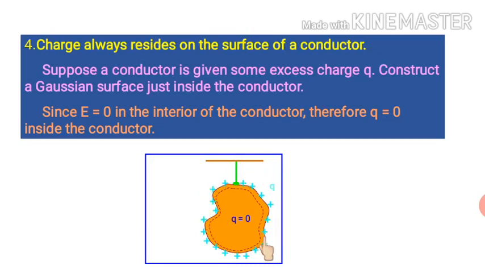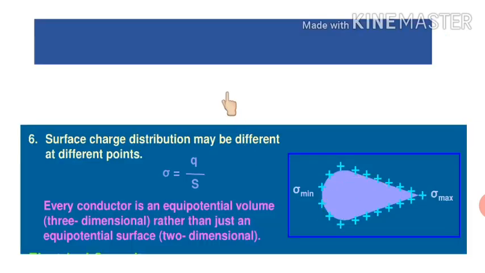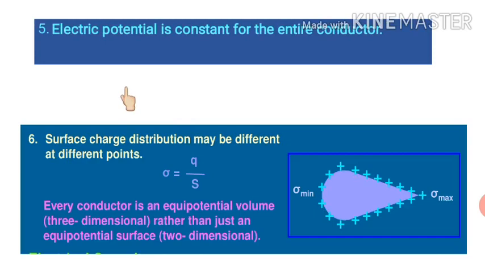When it comes to an insulator, you will not see this type of picture, because in an insulator charges cannot move. They have to be static at whatever position we have given the charge to an insulator. But in a conductor, they reside on the surface of the conductor. No charge is there inside the conductor. I hope this property is also clear.